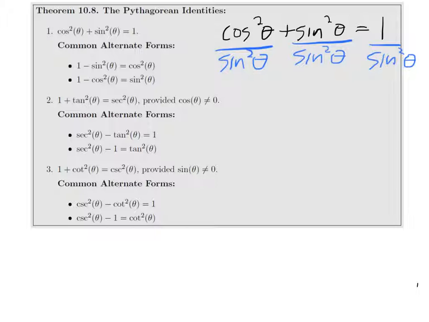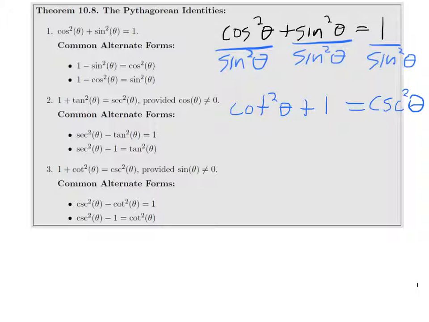Cosine squared over sine squared would be cotangent squared theta. Plus sine squared over sine squared, 1, equals 1 over sine is cosecant, CSC. 1 over sine squared would be cosecant squared, CSC squared theta. And we have arrived at this other third Pythagorean identity. It's all based on the very first one.